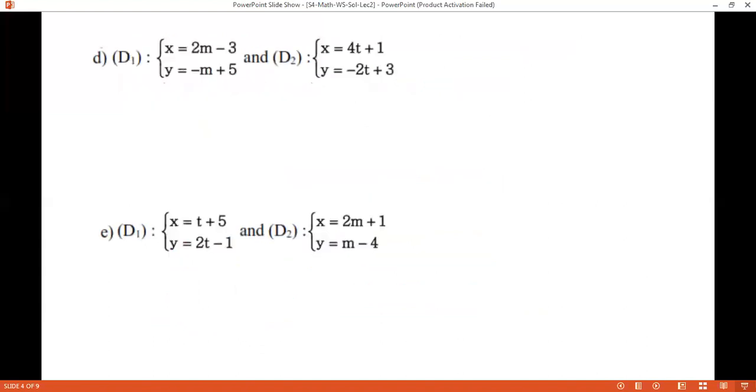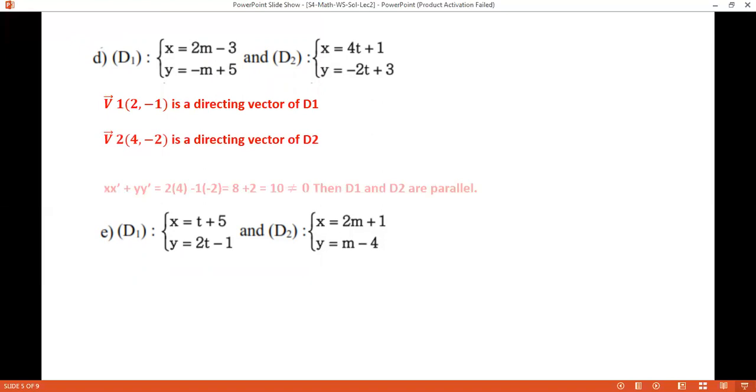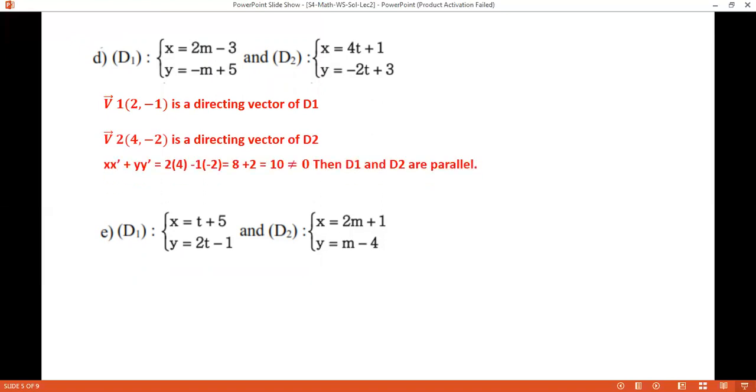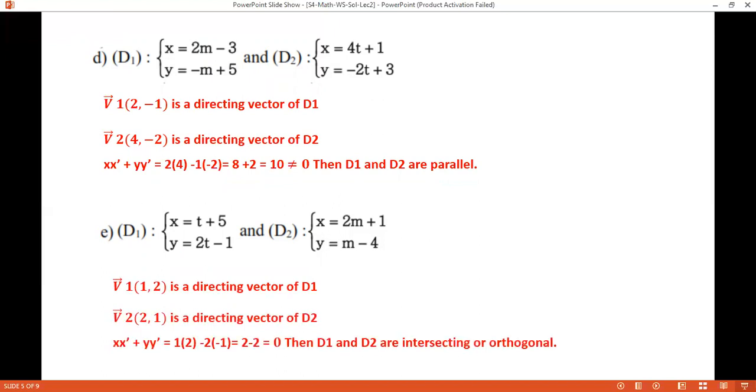Now, what if I have parametric equations and I need to check if they are parallel or intersecting? First of all, I'm going to find the directing vector of each straight line. And I'm going to do the dot product, and it's not 0, so they are parallel. While in the second one, I'll make the dot product of the two directing vectors, it's equal to 0, then we say that they are intersecting or orthogonal. Okay?